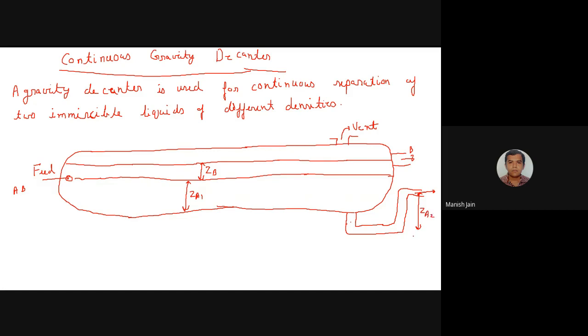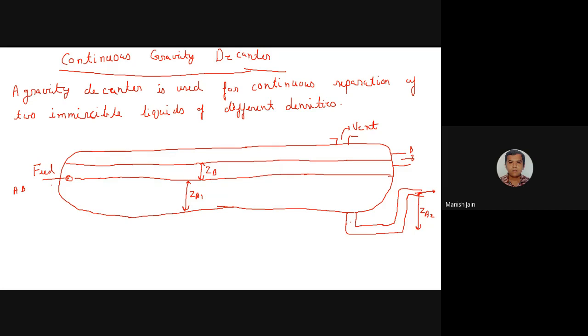Okay. So why is this elevation required? Agar ye elevation nahi denge to kya hoga? Jitna fluid yahan se aayega wo pura ka pura bottom se nikal jayega, hai na? Because this tank is very huge. The size of the tank is very huge in comparison to feed flow rate. Hai na? So basically the separation occurs due to the hydrostatic equilibrium.